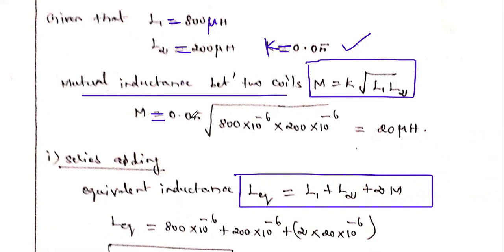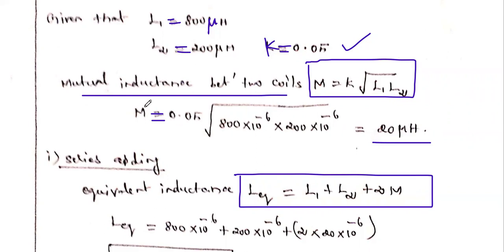So M equal to K. What is K? K is 0.05 into square root of L1. What is L1? 800 micro, so 800 into 10 to the power minus 6. Then L2 is 200 micro, so 200 into 10 to the power minus 6. You just make the calculation using a calculator, so you may get 20 into 10 to the power minus 6. 10 to the power minus 6 can be written as micro. So the mutual inductance value is calculated as 20 microhenry.